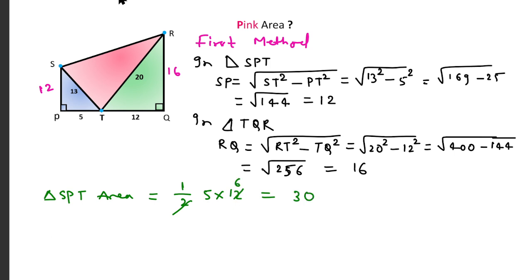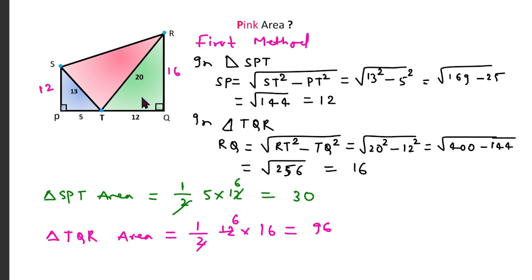Same, I will calculate area of triangle TQR, 1 by 2 base into height. If we consider base as 12 and height is 16, so 12 into 16 divided by 2, that means 96 square unit. So these two triangle areas are calculated.